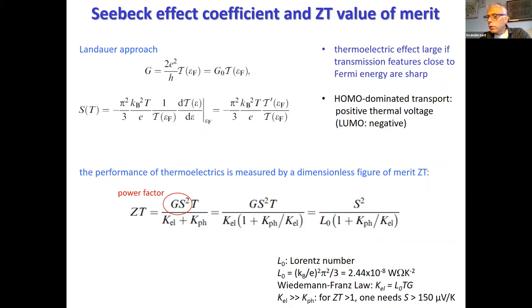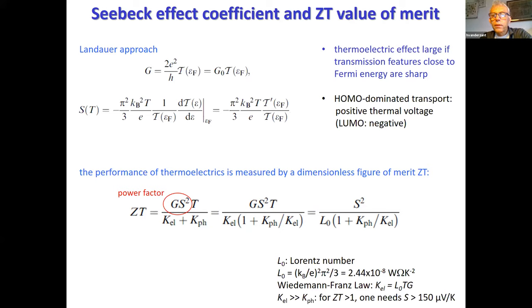Okay, so if we go to the definitions, we've seen them already yesterday. We see the Landauer approach that was mentioned a lot, where the conductance is proportional to the transmission, and where the Seebeck coefficient is proportional to the derivative of the same transmission. And that means that if you want to have a large Seebeck coefficient, you want to have sharp features in your transmission. And our approach to getting these sharp features, but I will come back to that in the next slide, is to go close to resonance.